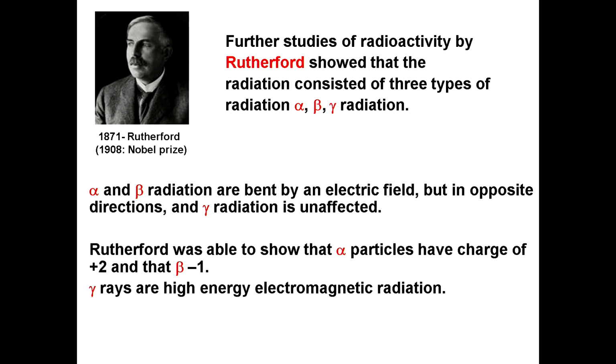So this means gamma radiation is neutral, alpha particles have a charge of +2, and beta is -1. So besides electrons, there are also some other particles.